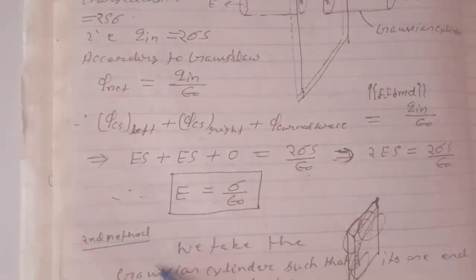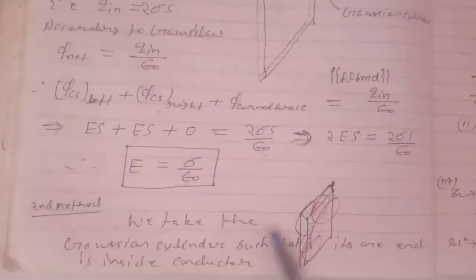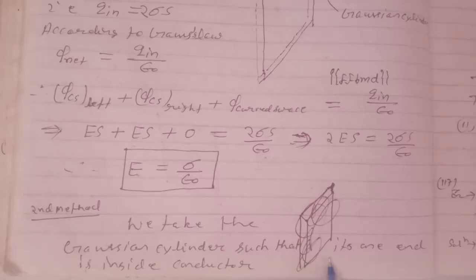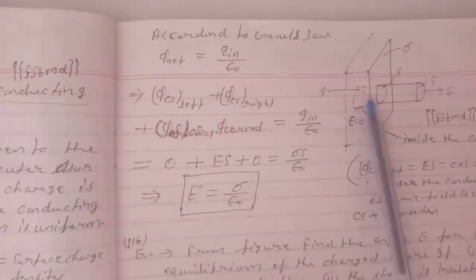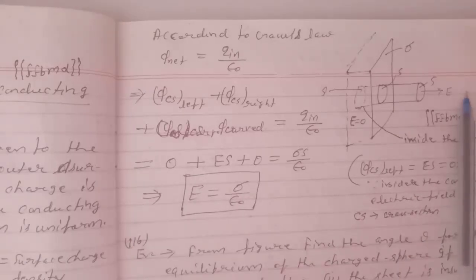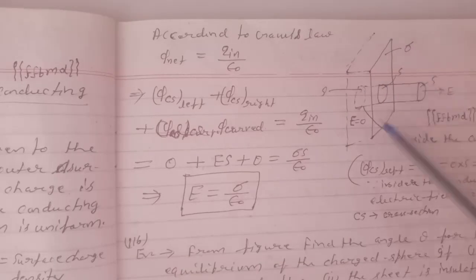We can also calculate this electric field from a plane sheet of conductor by another method. Here, in the second method, we take a Gaussian cylinder such that one end is inside the conductor. Here it is shown, we have one end inside the conductor and the other end outside the conductor, and surface charge density is sigma and the cross sectional area is S.